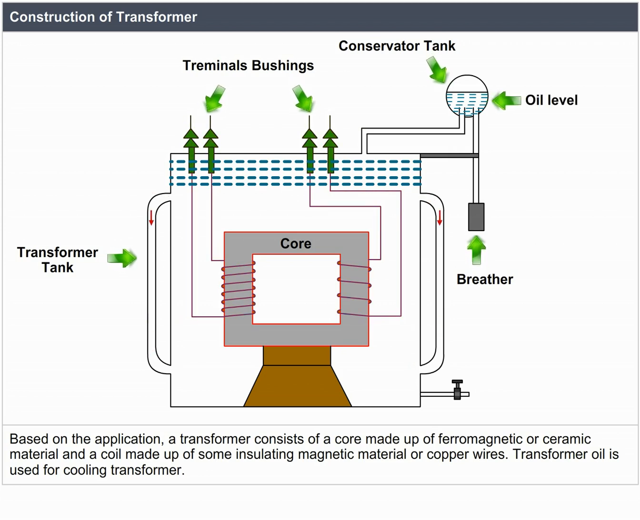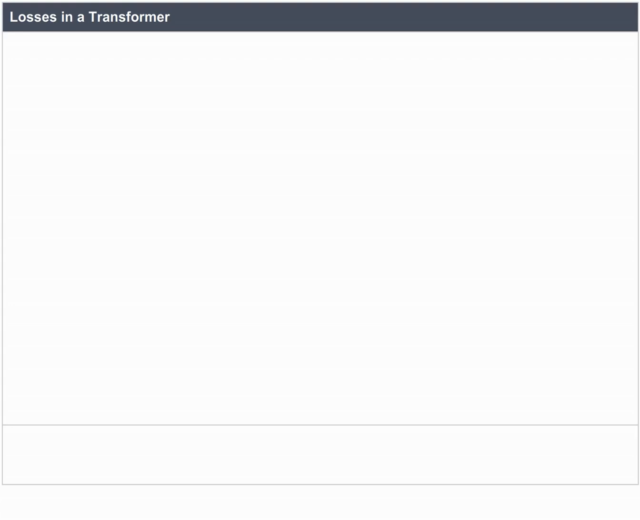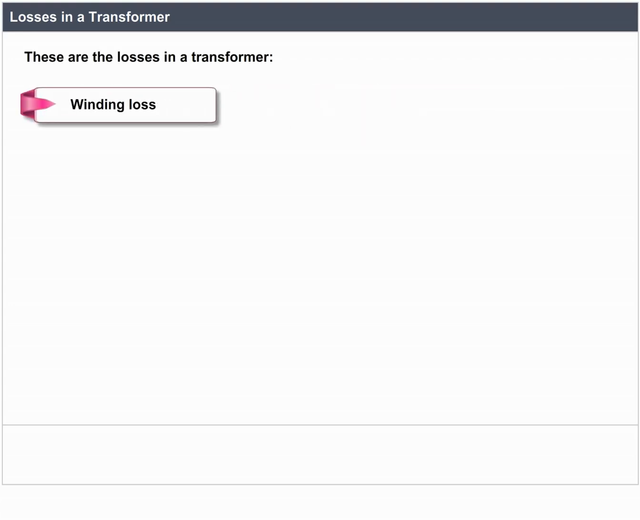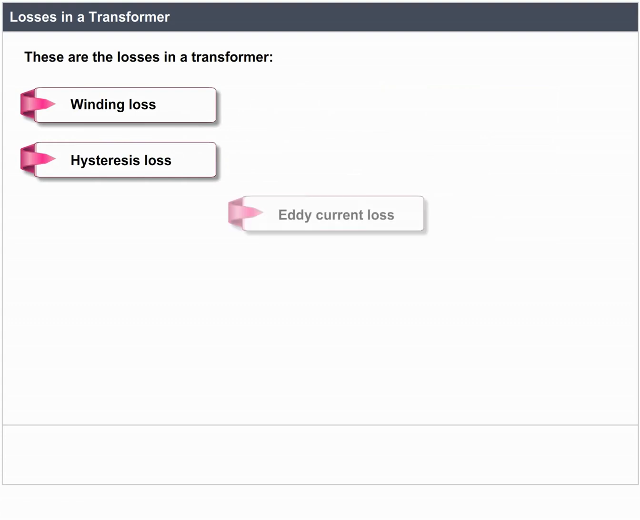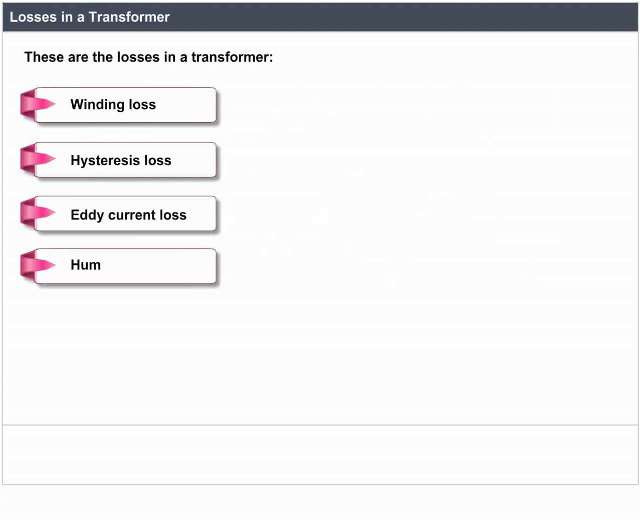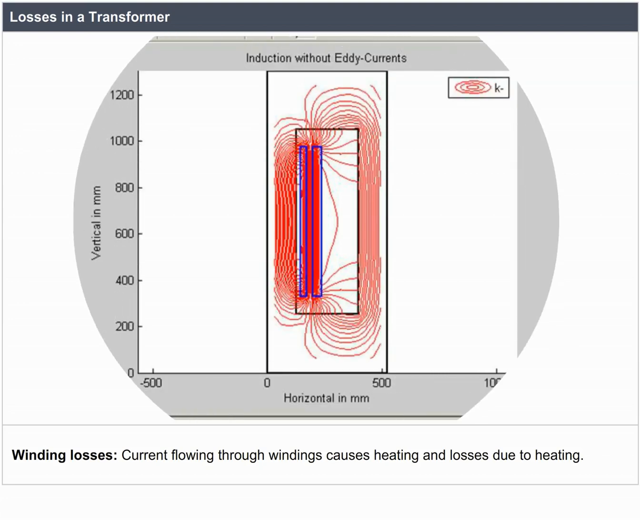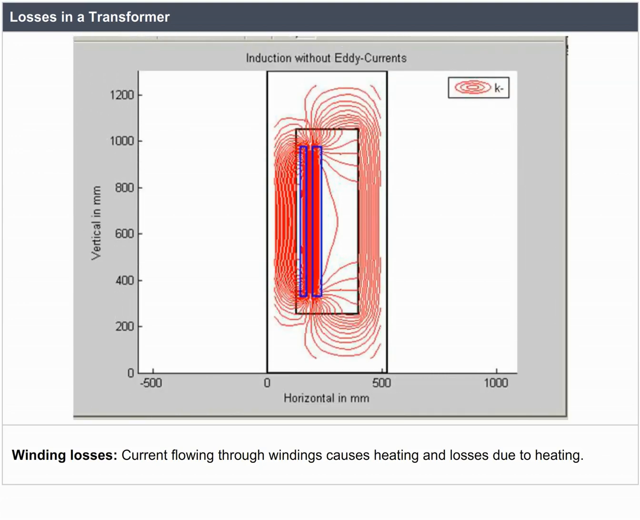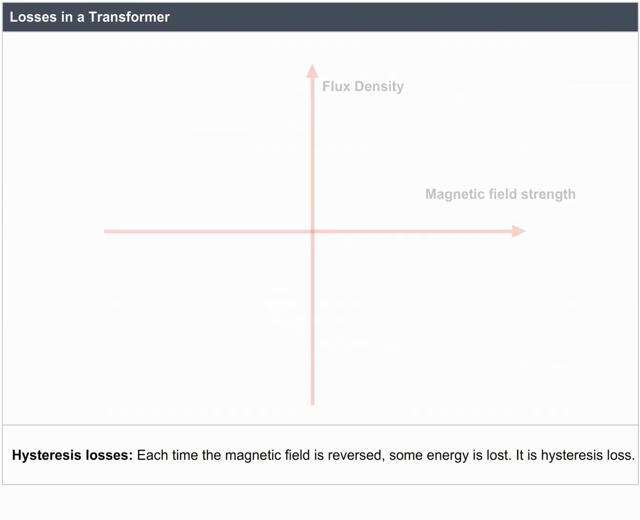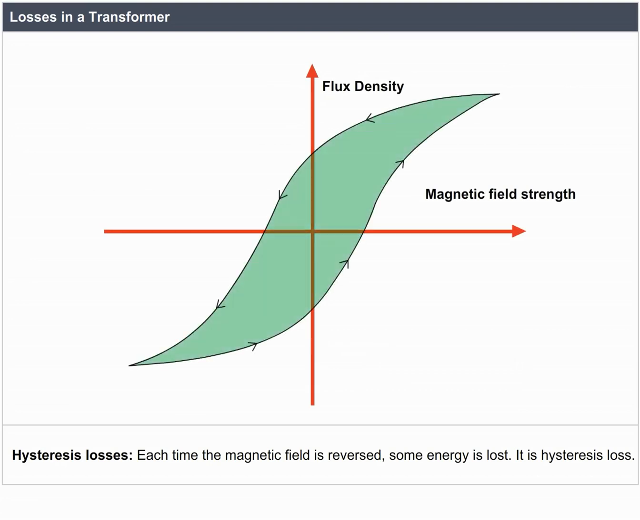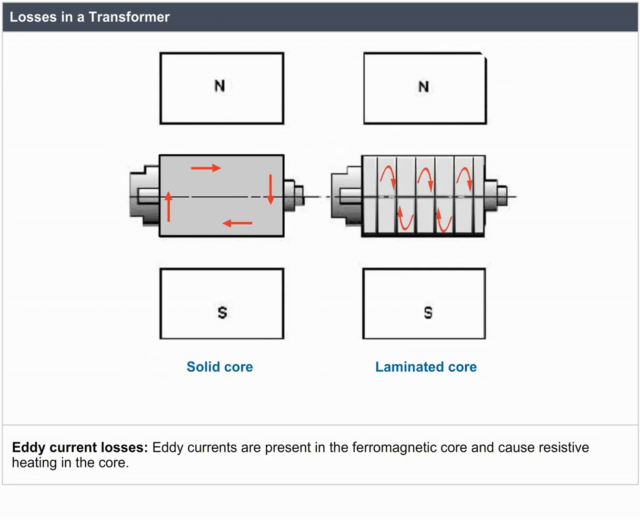Losses in a transformer. These are the losses in a transformer: winding loss, hysteresis loss, eddy current loss, hum, stray loss. Winding losses. Current flowing through windings causes heating and losses due to heating. Hysteresis losses. Each time the magnetic field is reversed, some energy is lost. It is hysteresis loss. Eddy current losses. Eddy currents are present in the ferromagnetic core and cause resistive heating in the core.